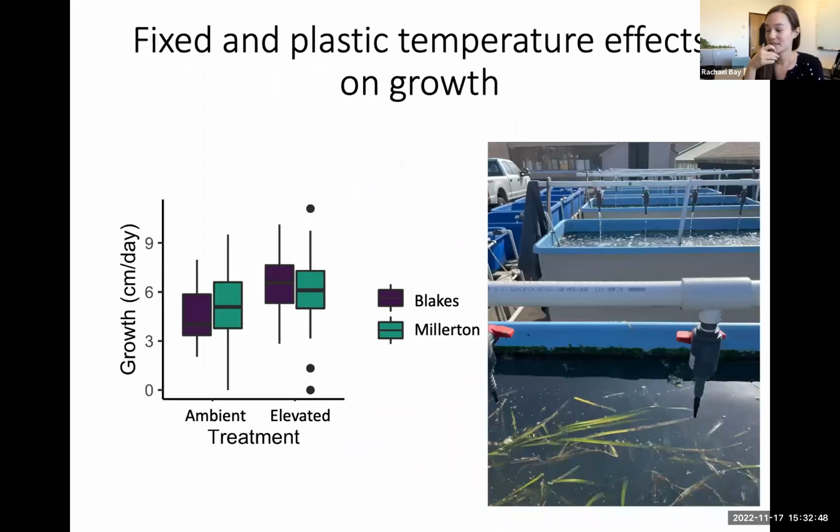We did a common garden experiment, and we see similar population level impacts of temperature, or at least differential responses to temperature. Heated plants always had higher growth, at least when we're looking at above ground growth. But individuals from this Blake's population, which you see in purple, had a larger response to heat stress, at least for growth, than individuals from the Millerton population. So there's differential responses here. And if you look closely, you can see a shift in rank order of the 2 different populations, and that's also apparent at the individual level.